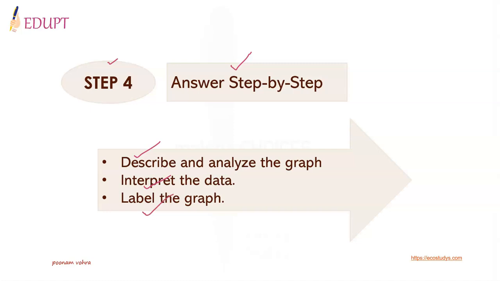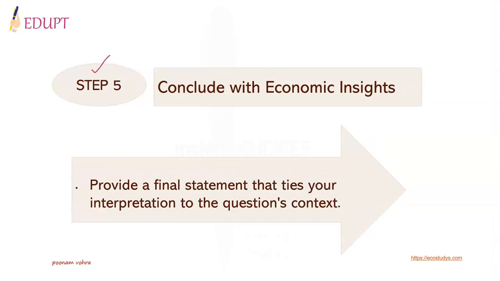And then you need to label the graph properly. If the question requires drawing a graph, then ensure its proper labeling. Label the x-axis as income and y-axis as savings and investment in rupees. Then mark the equilibrium point where the savings and investment curves intersect and use arrows to indicate upward or downward shift if applicable.